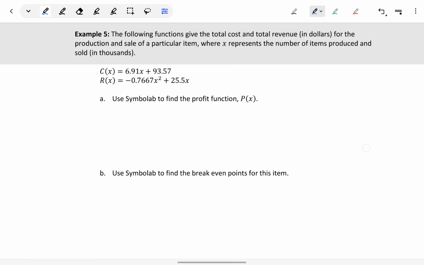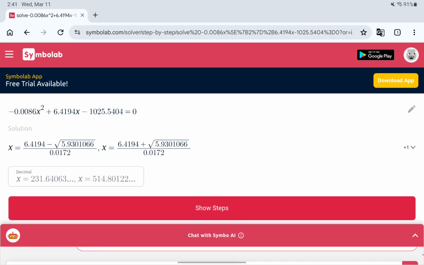We can do the same thing in example 5, but we're given some slightly different information to start off with. Rather than being given the profit function, we're given the cost and revenue function. But profit is always equal to revenue minus cost. So what we can do first is generate that profit function.